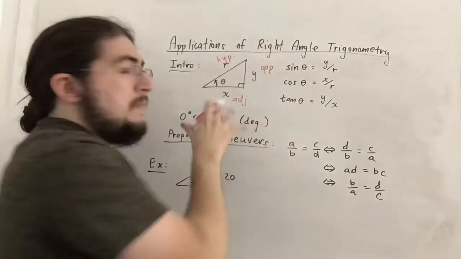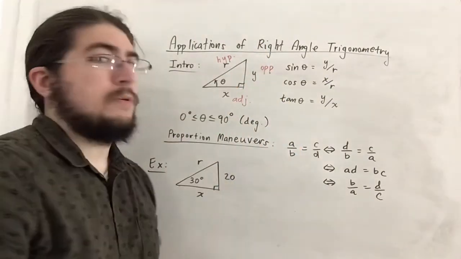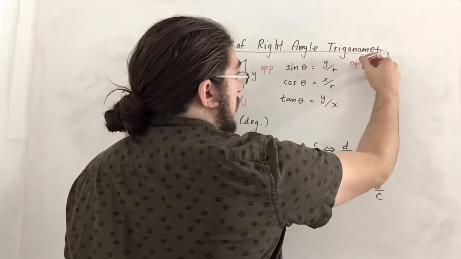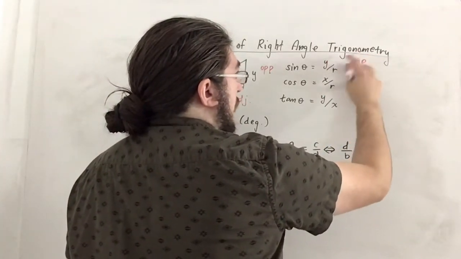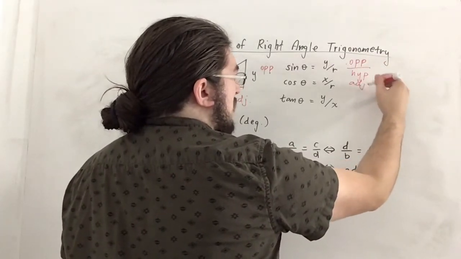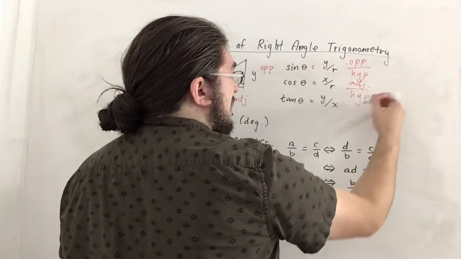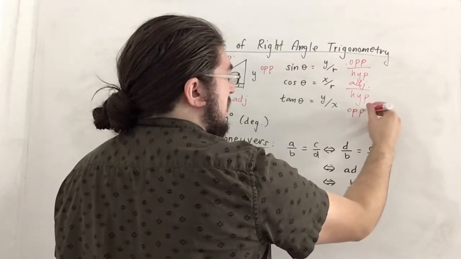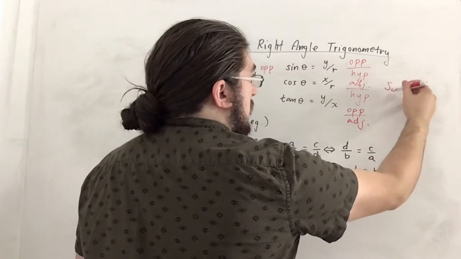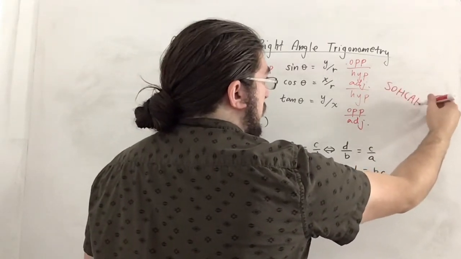Now, of course, it has to be a right triangle. That's why it's called right angle trigonometry after all. And notice this is really just opposite over hypotenuse. Cosine is adjacent over hypotenuse. And then finally, tangent is opposite over adjacent. So very often people, to remember this, remember the acronym SOHCAHTOA, which you may or may not have heard before.